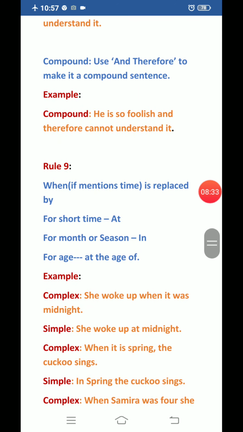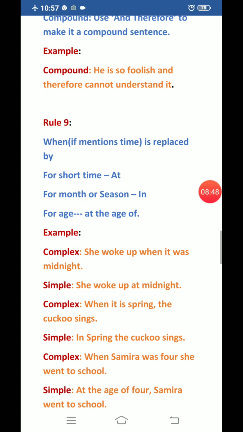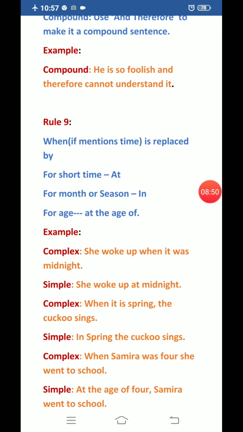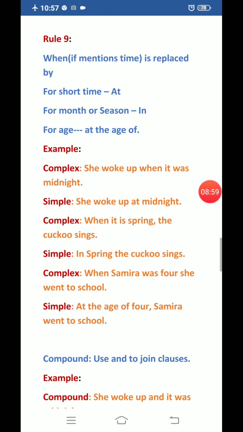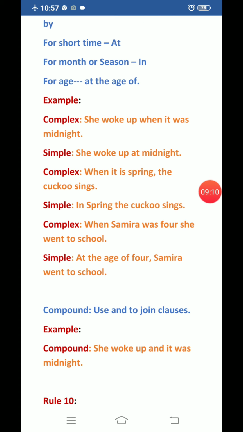Rule number 9. When, in a complex sentence, "when" is mentioned with time, it is replaced by "at" for a short time, "in" for a month or season, and "at the age of" for age. Let's interpret it by some examples. Complex sentence: She woke up when it was midnight. Simple sentence: She woke up at midnight.